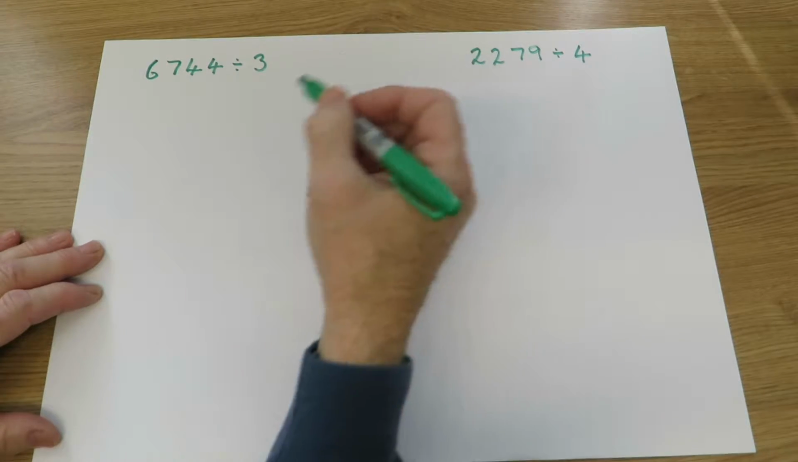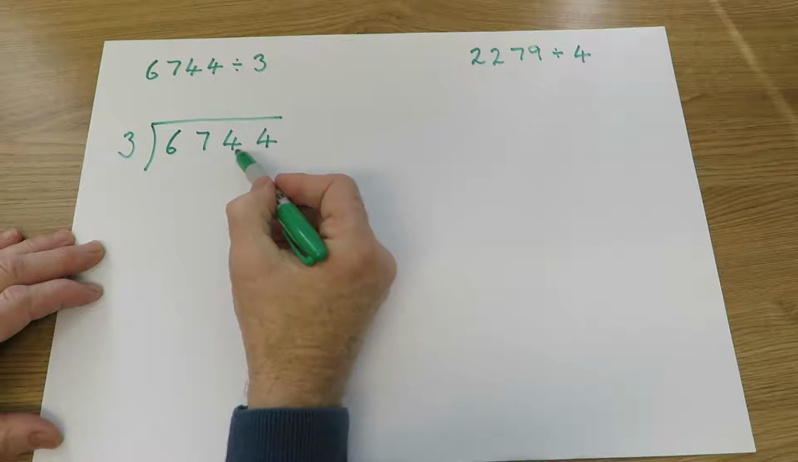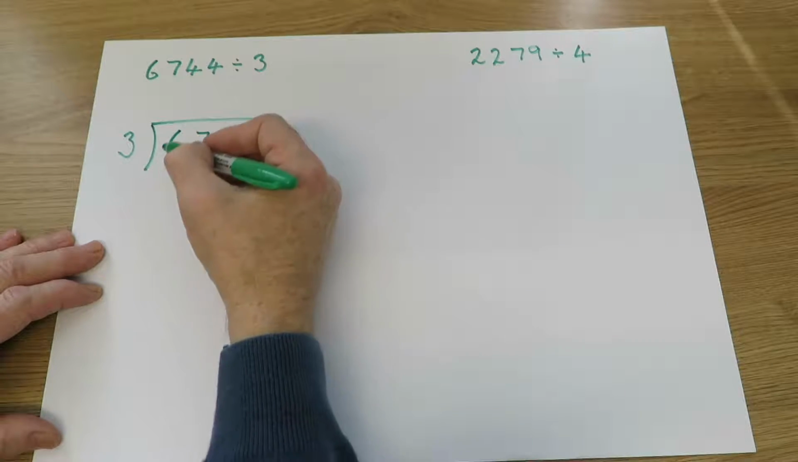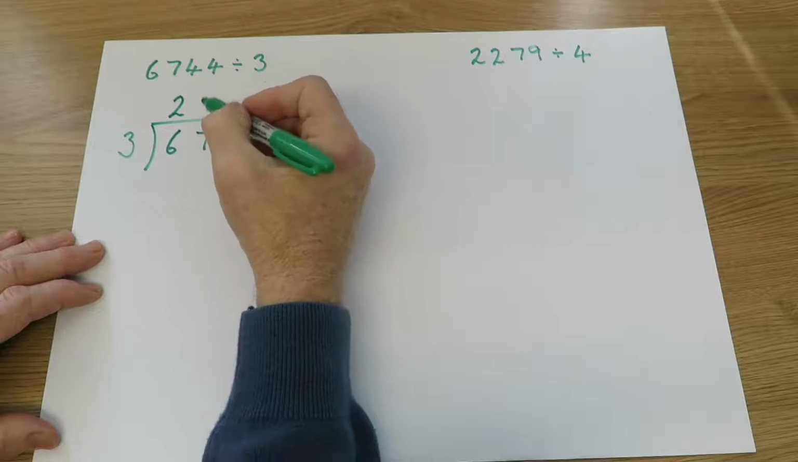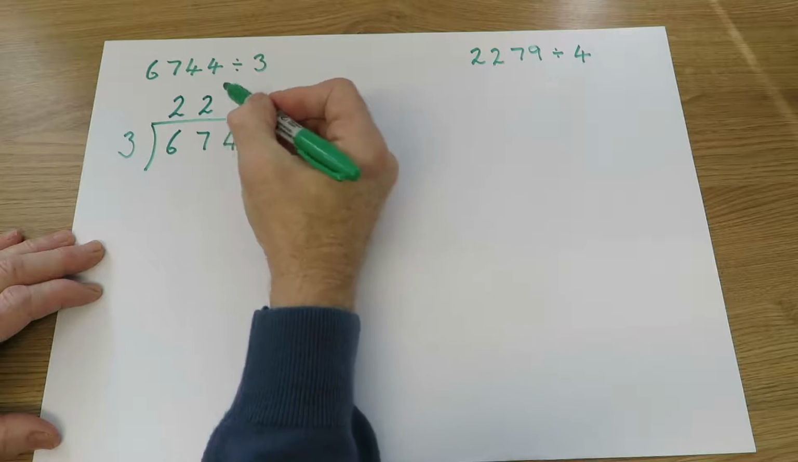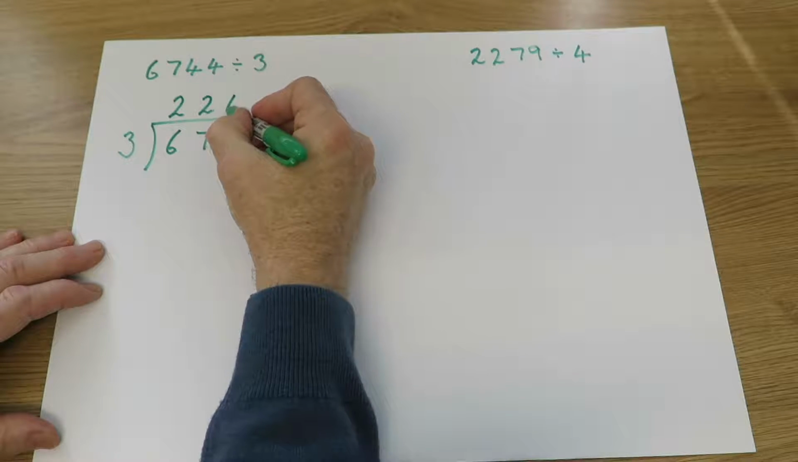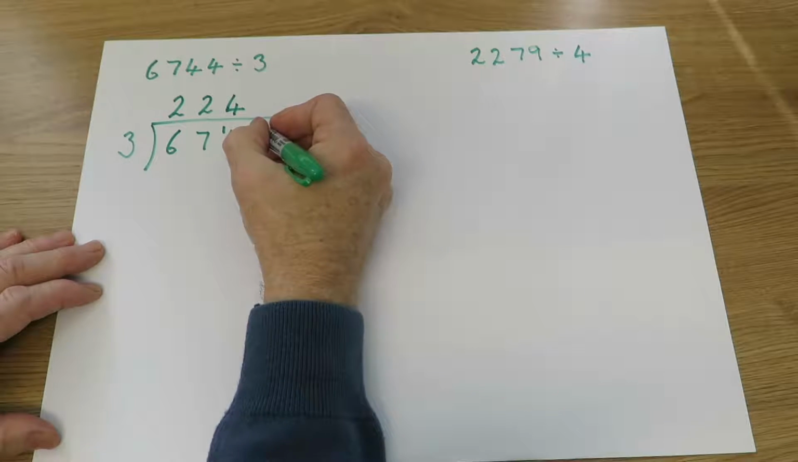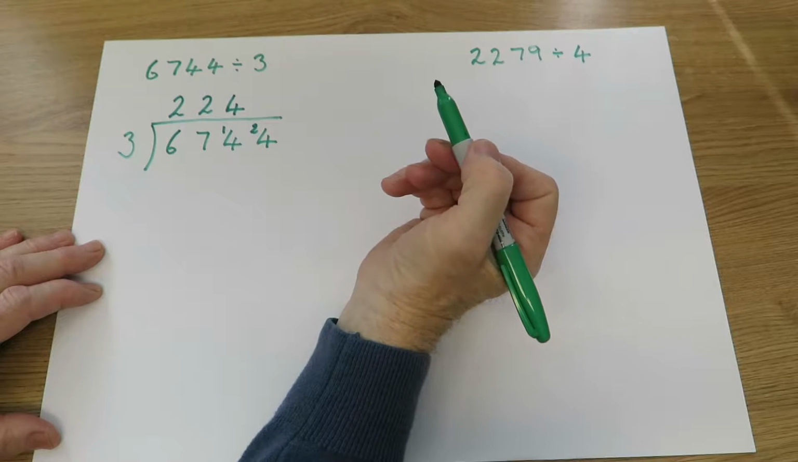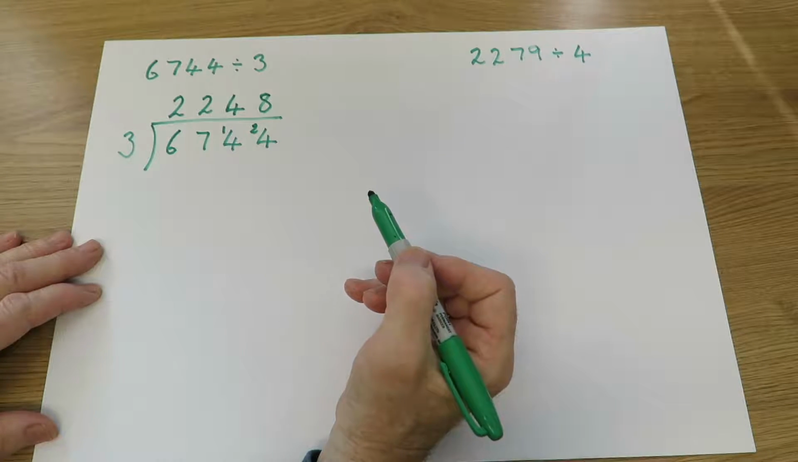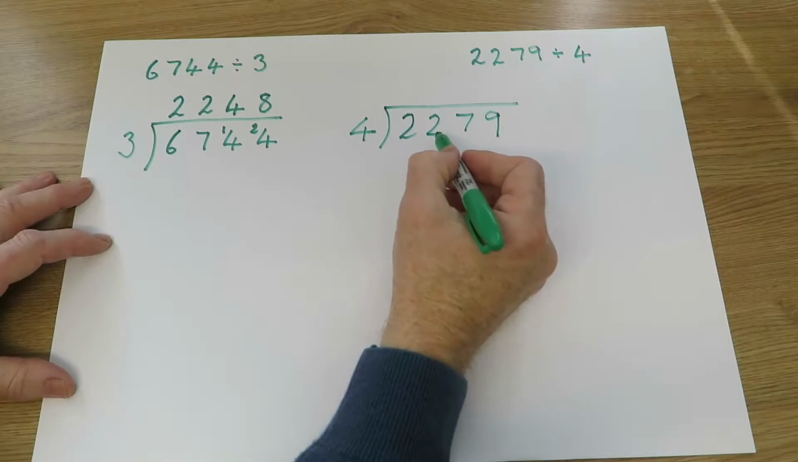They will continue to practice dividing 2-digit numbers, 3-digit and 4-digit numbers by 1-digit numbers using formal written short division. So here's a couple of examples. 6,744 divided by 3. And they'll be used to saying, how many 3s in 6? There are 2. How many 3s in 7? There are 2, but there's 1 left over. How many 3s in 14? There are 4, because 4 3s are 12. So we've got 2 left over. How many 3s in 24? There are 8. The final answer is 2,248.